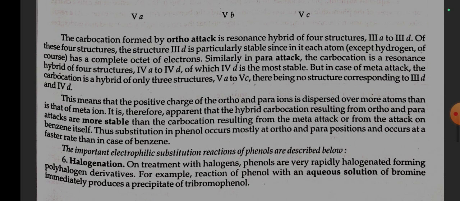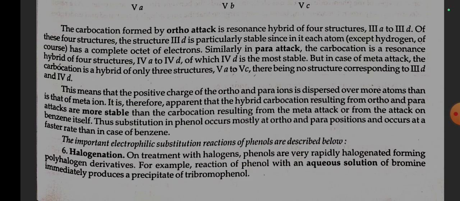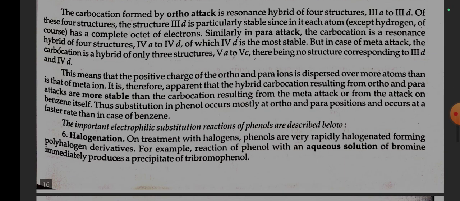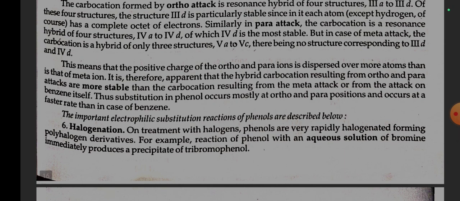The carbocation formed by ortho attack is a resonance hybrid of four structures, 3A to 3D. Of these four structures, structure 3D is particularly stable since each atom, except hydrogen of course, has a complete octet of electrons. Similarly, in para attack, the carbocation is a resonance hybrid of four structures, 4A to 4D, of which 4D is the most stable. But in case of meta attack, the carbocation is a hybrid of only three structures, 5A to 5C, there being no structure corresponding to 3D and 4D.